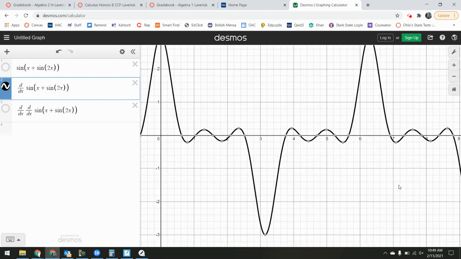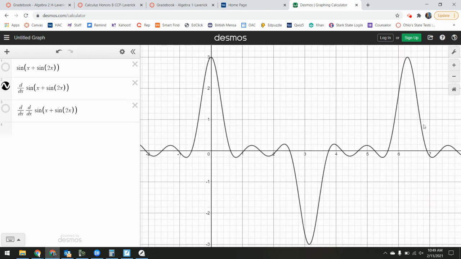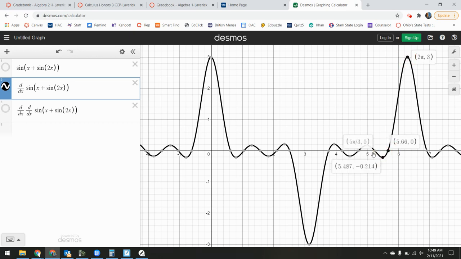But let me zoom in a little bit. If you want to take a couple screenshots of this, you can, because there's a bunch of points that I'm thinking of. It might be a good idea to just do your zeros as a screenshot, because what are the zeros of your first derivative again? Your maximum and minimum, your intervals of increase and decrease.